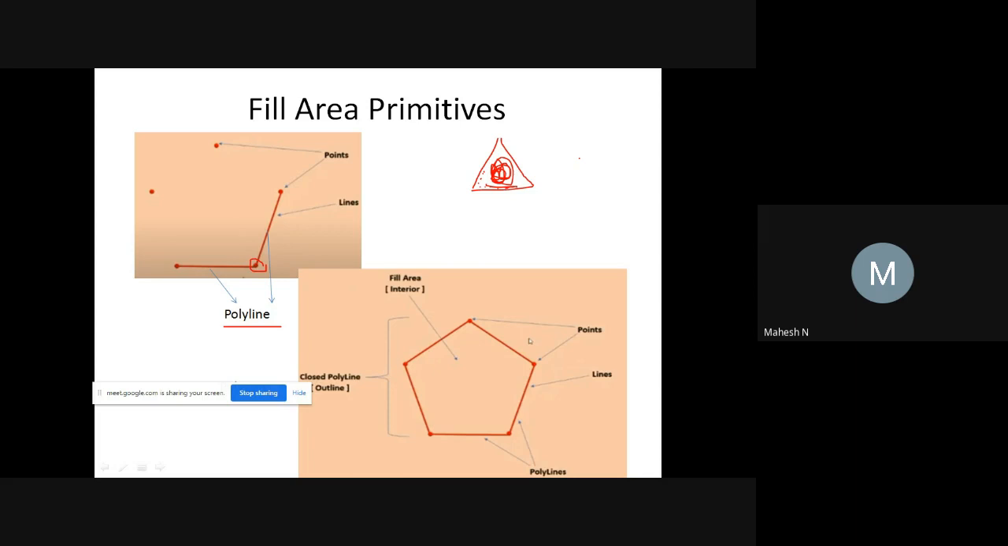Whenever I don't have a complete object, all the edges of that are called a polyline. See here, I have only half of the object. The next half should go like this, come like this, and go like this. These three parts are not present. It is an open object now. So any open object, we call that a polyline.